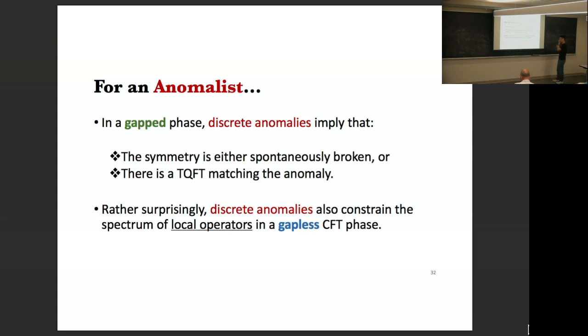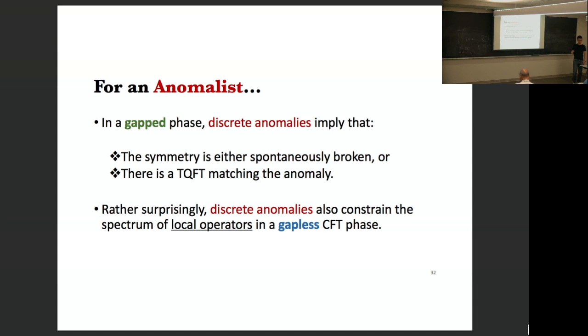Second, from the anomaly point of view, if I have an anomaly and I assume the low energy is gapped, then the anomaly typically implies that the symmetry is either spontaneously broken or there is a TQFT in the same spacetime dimension reproducing the anomaly. And there has been a lot of work trying to classify possible TQFTs, or whether the symmetry is broken.